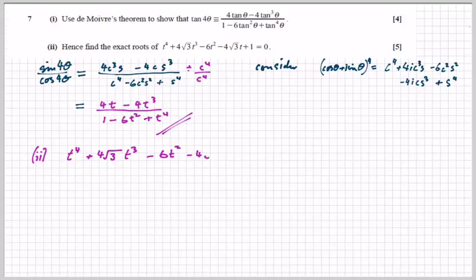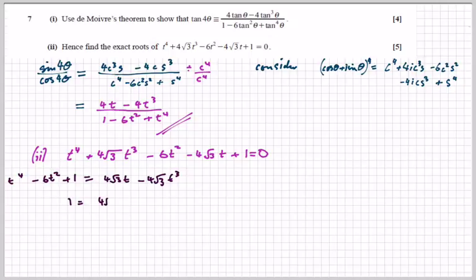So if we write down the expression again, we'll need to get the numerator on one side. If we add 4 root 3 tan theta and subtract 4 root 3 tan cubed theta from both sides, we effectively get the numerator. Not quite, we're a factor of root 3 out, but that's fine. Now if we divide both sides by tan to the 4 theta minus 6 tan squared theta plus 1, we get the following equation: 1 equals 4 root 3 tan theta minus 4 root 3 tan cubed theta over 1 minus 6 tan squared theta plus tan to the 4 theta. This right-hand side is now root 3 times tan 4 theta.